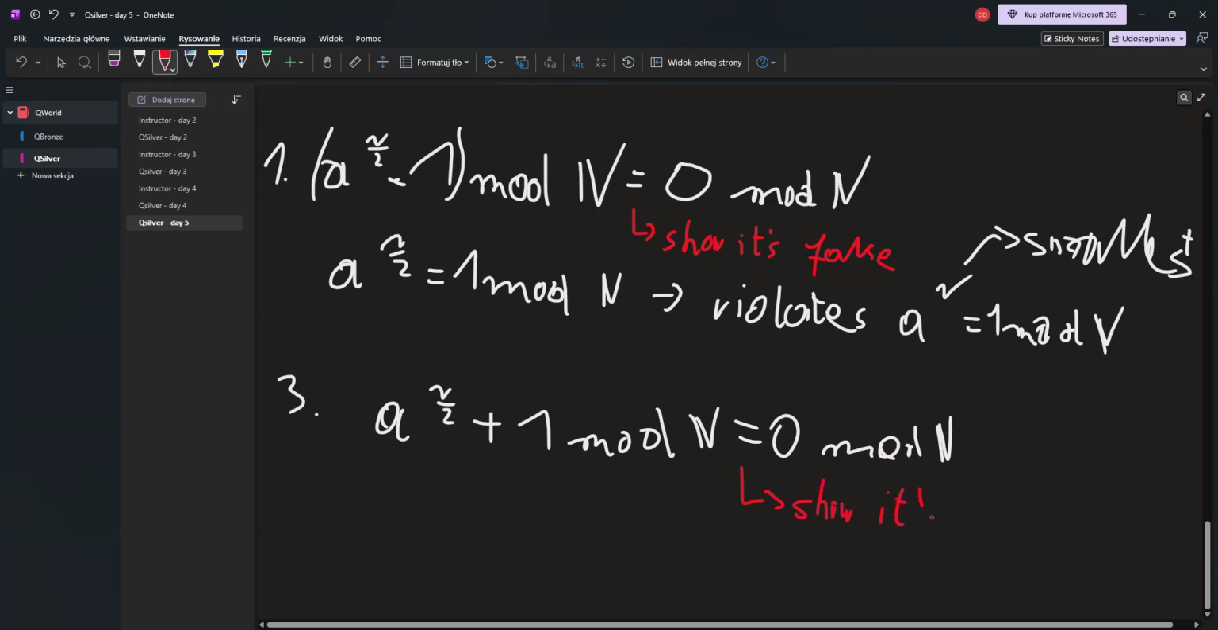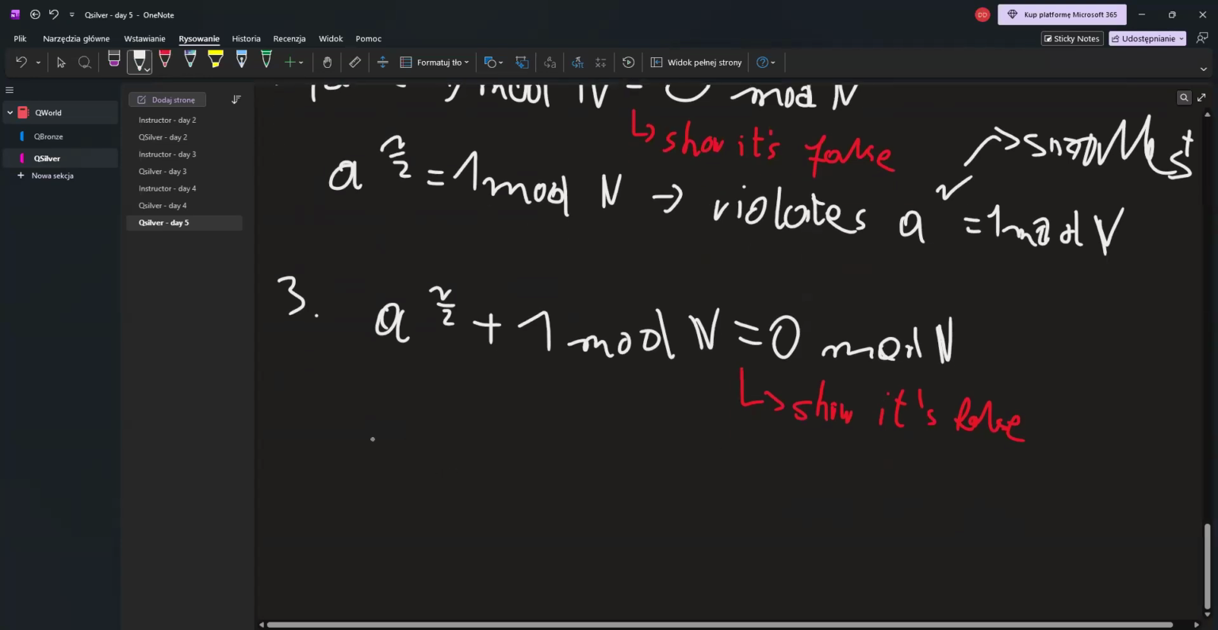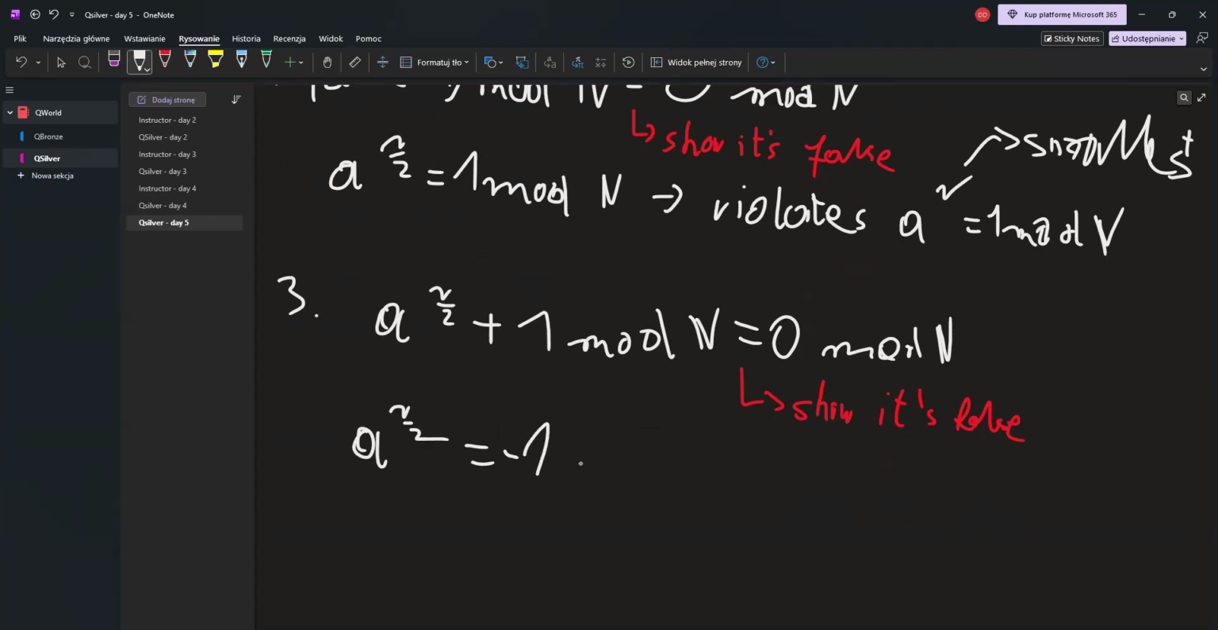Show it's false. So now if we subtract 1 from both sides, we will get something like this, yes? So we'll get here -1 mod n. Yes, subtract.